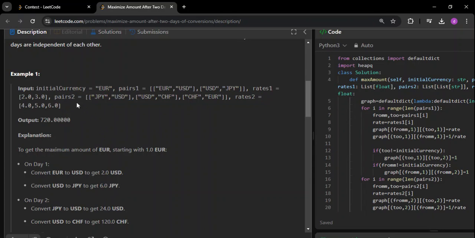Okay, I'm ending with day one in the Japanese, and day two will start with the Japanese currency. So now I'm going to again convert Japanese currency to US dollars, and the rate is 4 now. That is, each Japanese currency is worth $4. That is what they're trying to convey. So I will have to multiply this particular thing with 4, so I'll be getting $24.